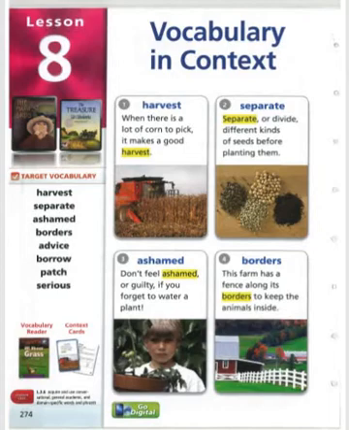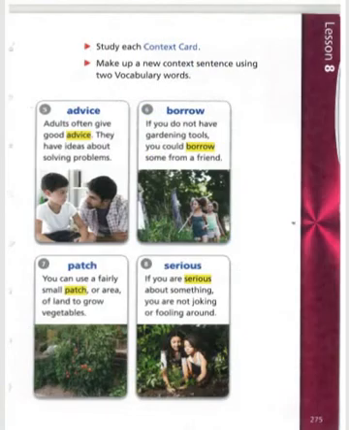Let's see word number 5, advice. Advice is a noun. Advice is when someone tells you an important piece of information, or when someone tells you something that is going to be useful for you. If this thing that you are told is going to be helpful and useful for you, it's going to be advice. Like when I tell you, you need to study hard in order to get good marks in the exam, this is advice. The example that we have here: adults often give good advice. They have ideas about solving problems.